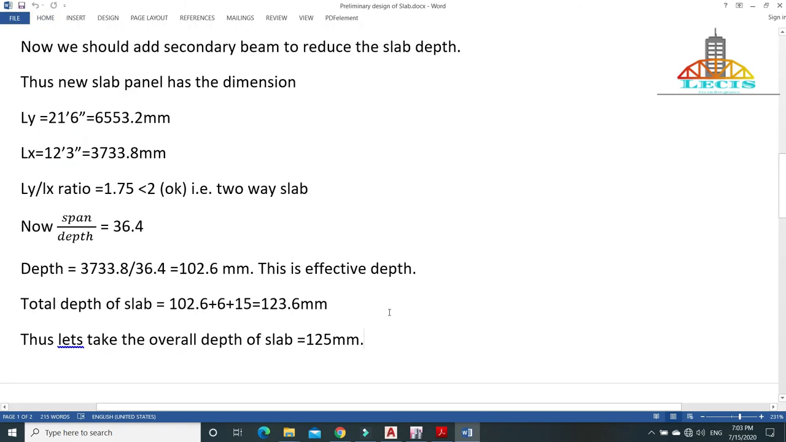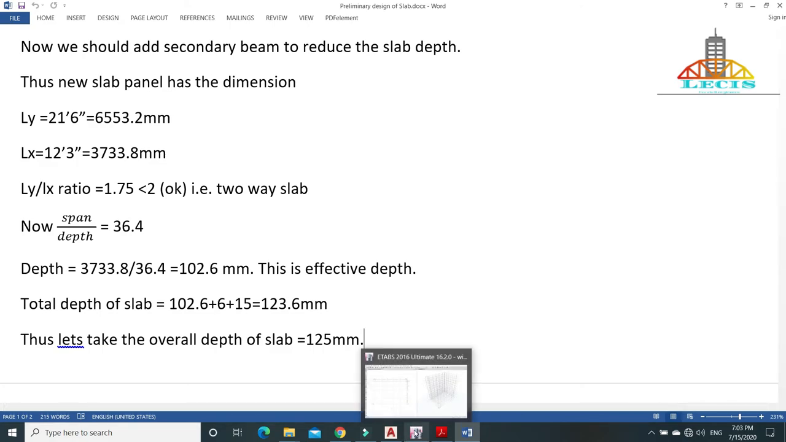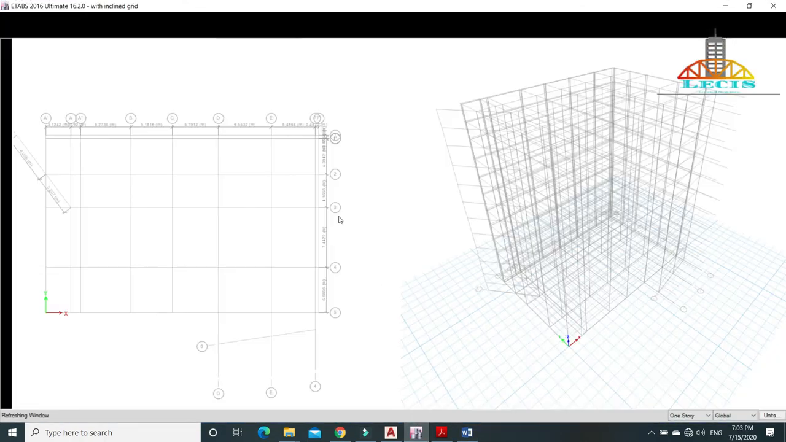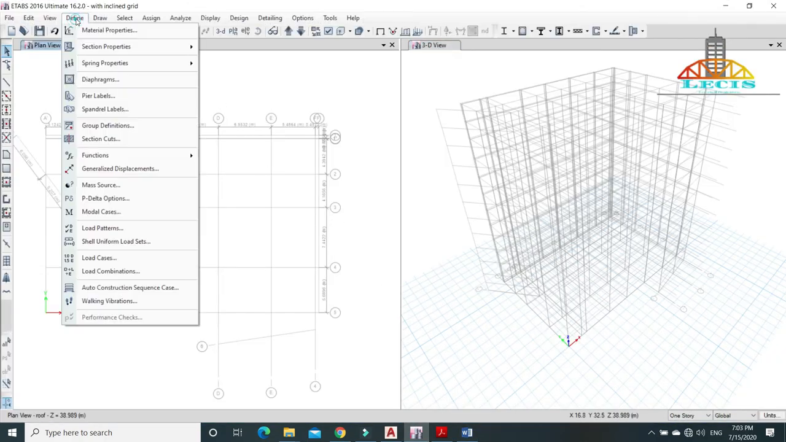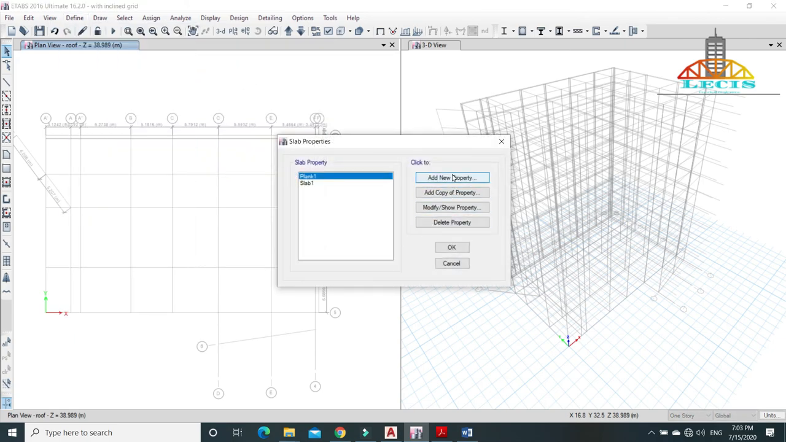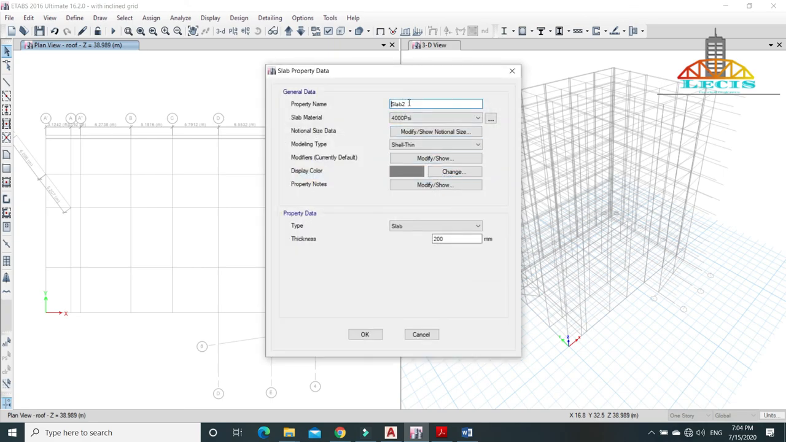I'm doing a project on this, so I just wanted to define this obtained preliminary size of slab in ETABS. For that, go to Define, then Section Properties, and then Slab Section. Add a new property, and I want to define its slab as 125, and thickness should be 125 mm. Okay.